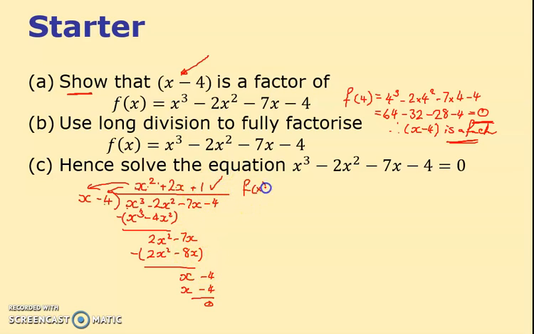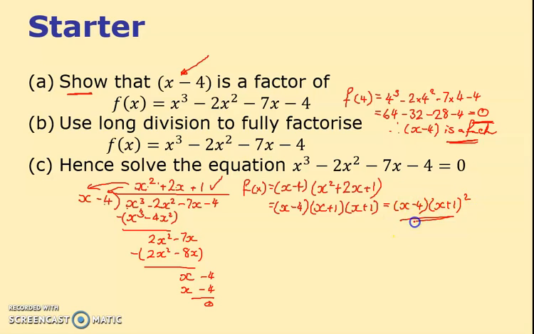I can now write f of x equals x minus 4 times this quadratic. Sometimes this quadratic factorizes again, sometimes it doesn't. I think this time it does. If you factorize that, x minus 4 stays, but you get x plus 1, x plus 1. Because of that, it can be written as x minus 4 times x plus 1 squared.